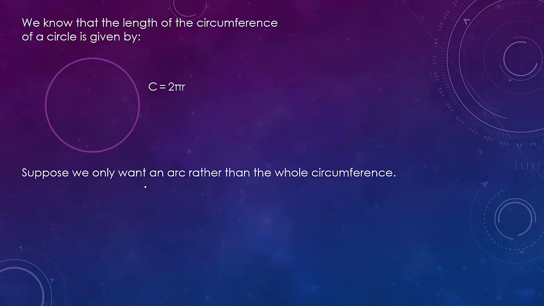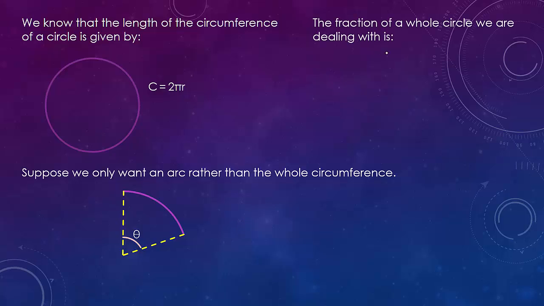Suppose we only want an arc rather than the whole circumference. So in other words, we just want this part of the circle. So we have an angle in the middle here, and let's say that angle is theta.